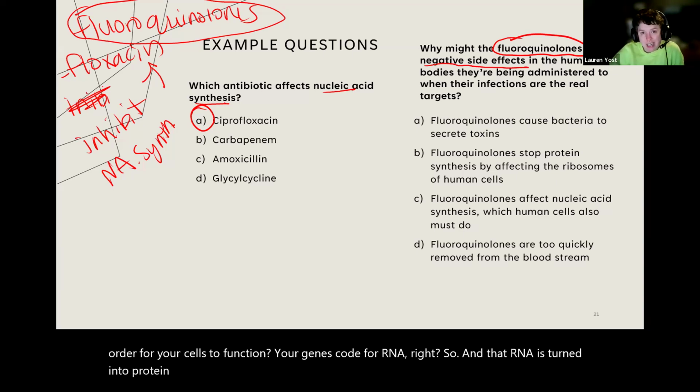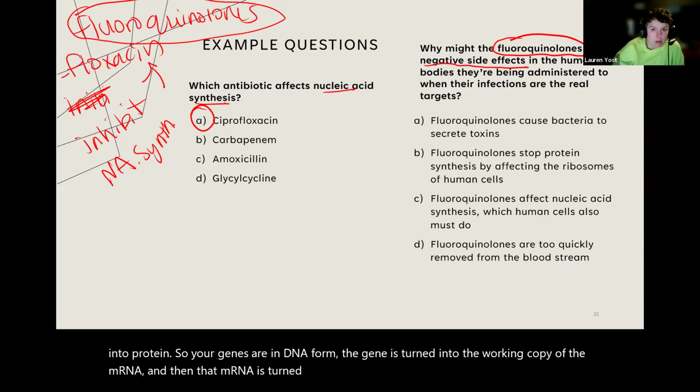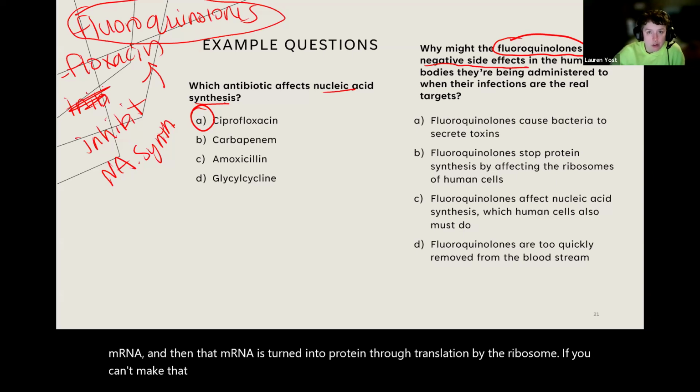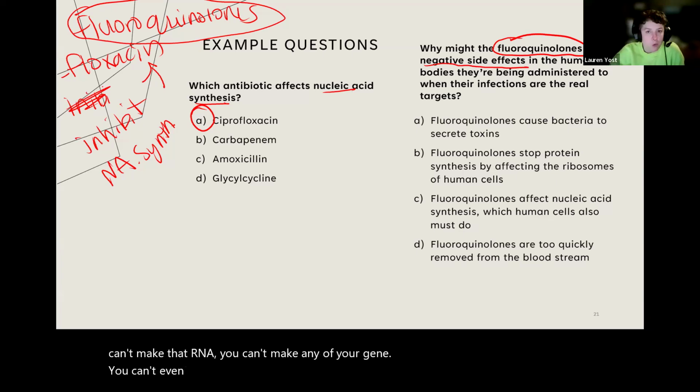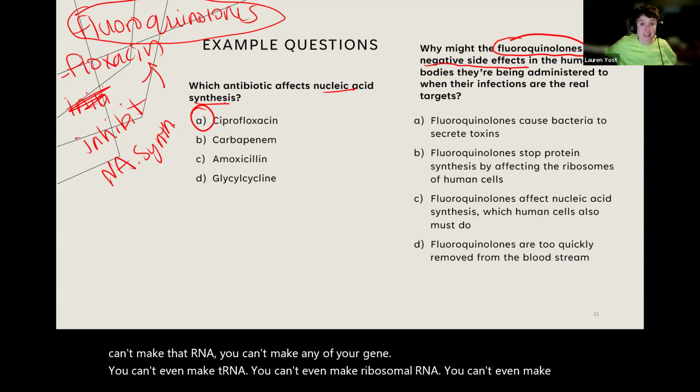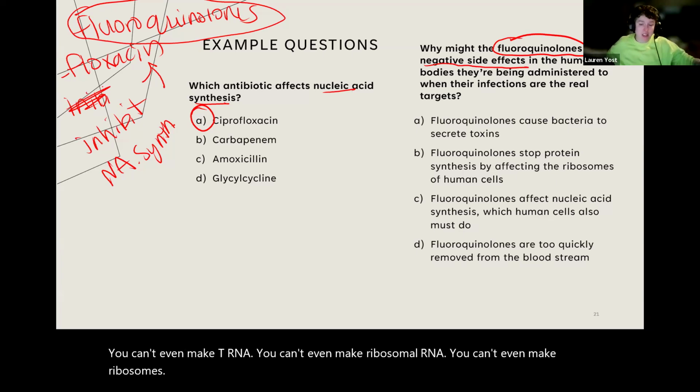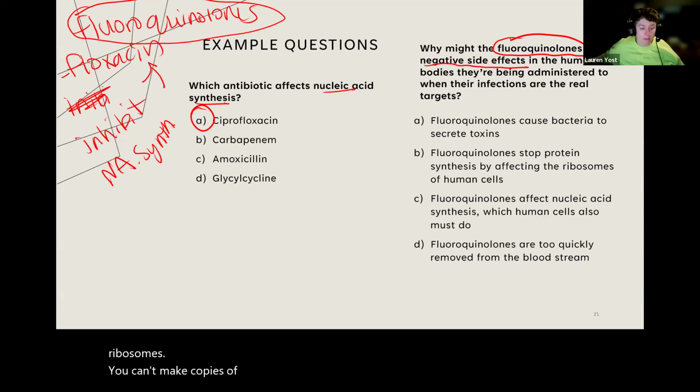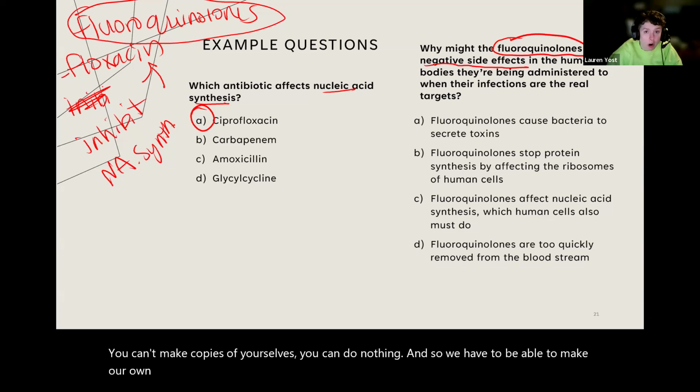So your genes are in DNA form. The gene is turned into the working copy of the mRNA, and then that mRNA is turned into protein through translation by the ribosome. If you can't make that RNA, you can't make any of your gene products. You can't even make tRNA. You can't even make ribosomal RNA. You can't even make ribosomes. You can't make copies of your cells. You can do nothing. And so we have to be able to make our own DNA, our own RNA.